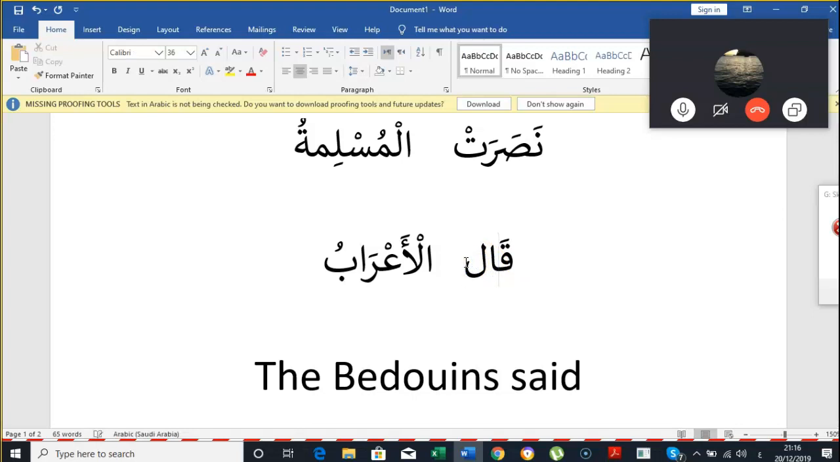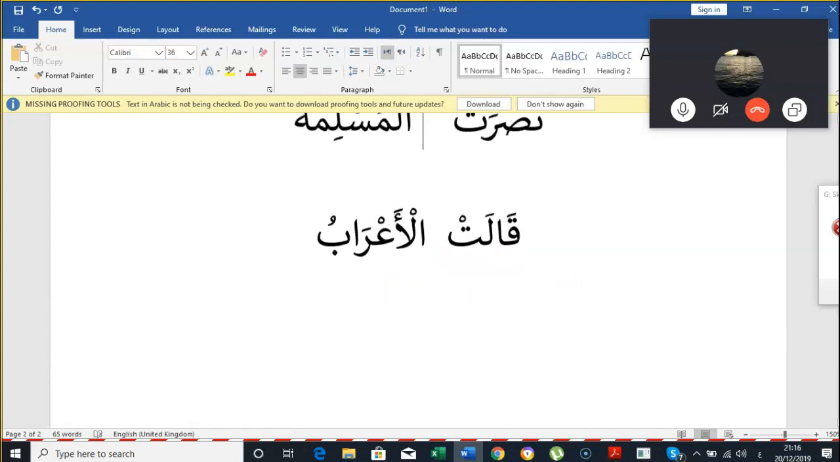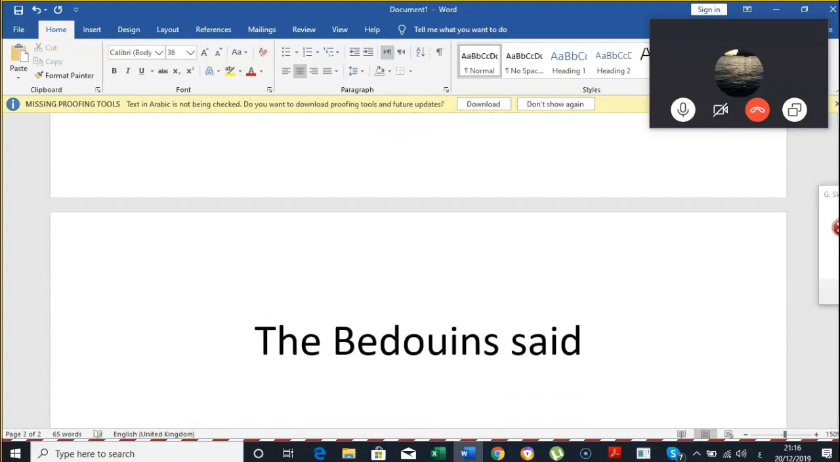So the fi'l has to be appropriate as well. So it's going to be qalat. Then you'll be fine. Qalat al-a'rabu amanna. So whatever the ism is, the fi'l has to go accordingly in gender. Number doesn't matter because it's only going to be huwa or hiya, but gender has to match as well. This is getting ahead of ourselves a little bit, but just throwing it out there.